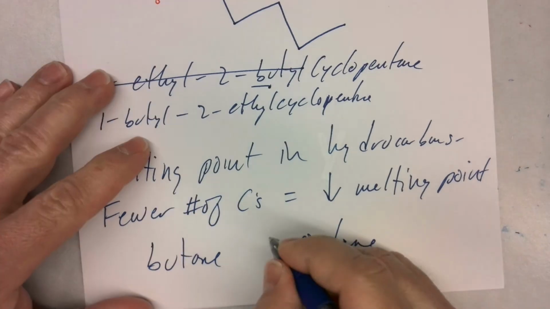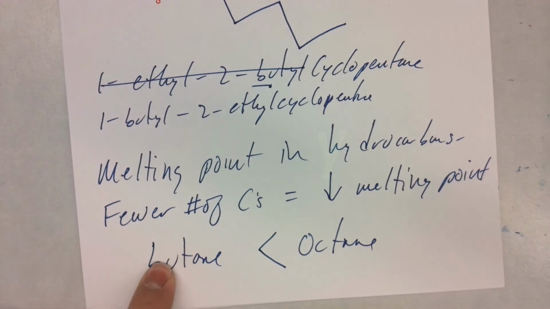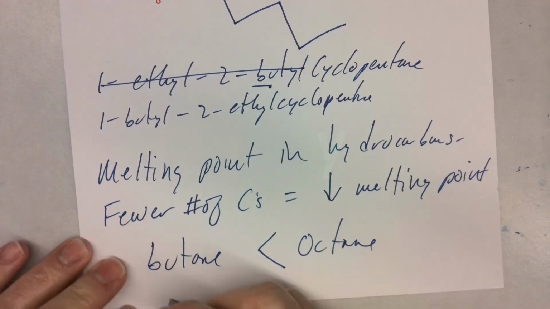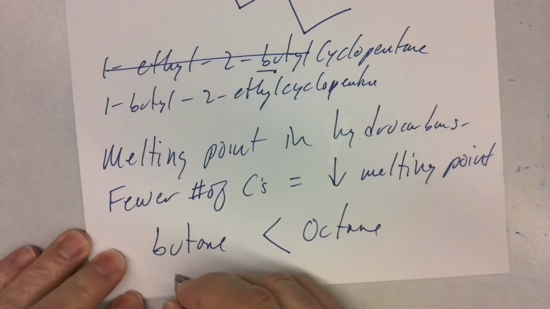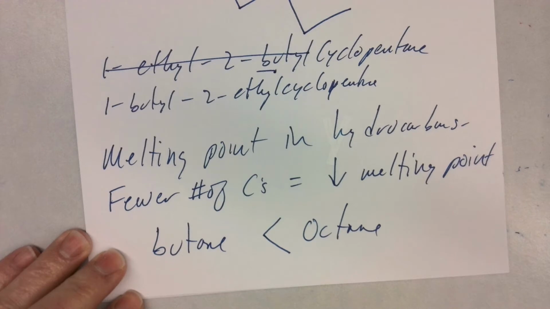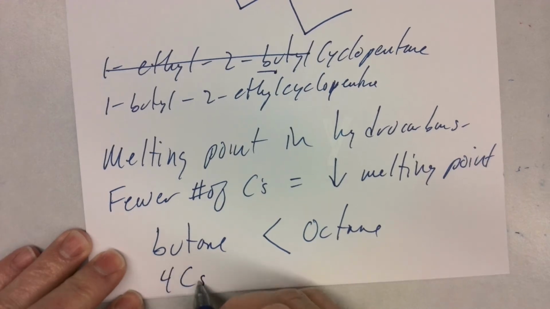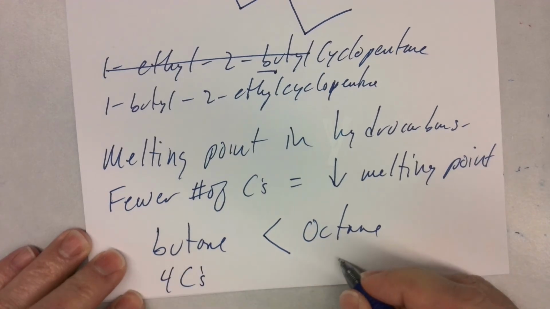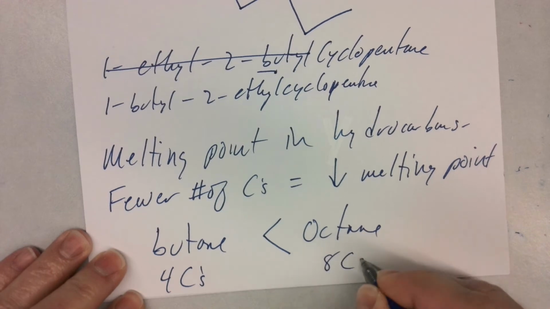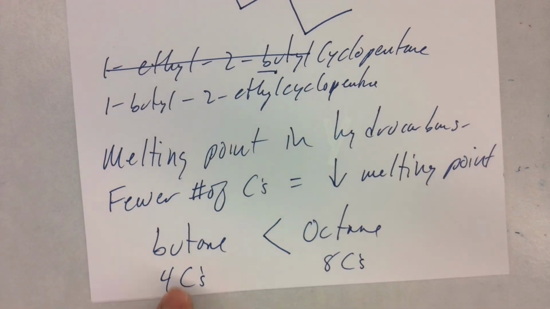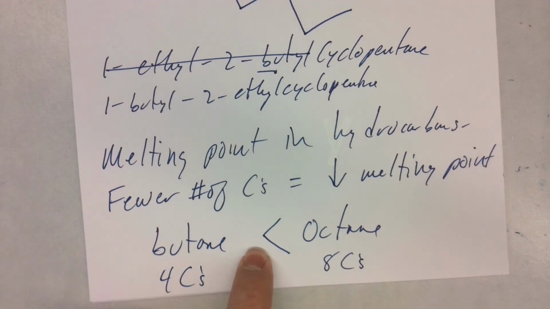Butane. Yeah, so it'd look something like this. Butane has a lower melting point than octane because butane only has what? How many C's does butane have? 4. Yeah, so you got 4 C's there, whereas octane has 8 C's. So butane would have a lower, or less than, melting point than octane. Does that make sense?